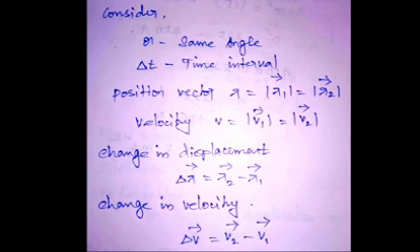So using the position vector, I am going to find the change in displacement, that is del r vector equal to r2 vector minus r1 vector. Similarly, for finding the change in velocity, we know del v vector equal to v2 vector minus v1 vector, that is, from the final vector minus initial vector we are subtracting.